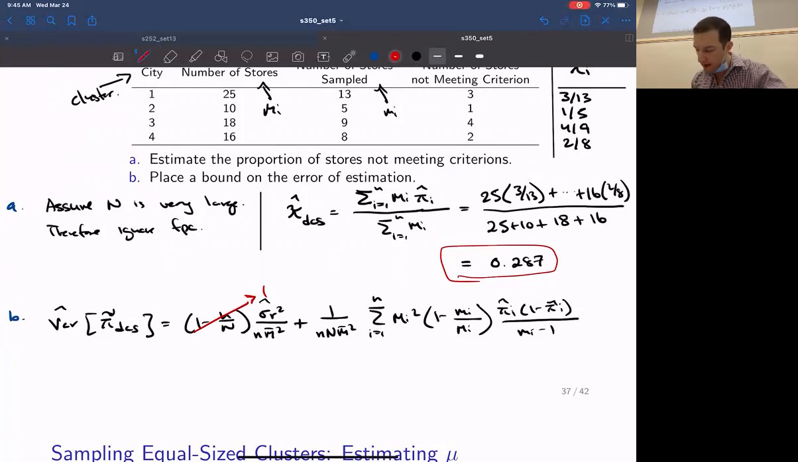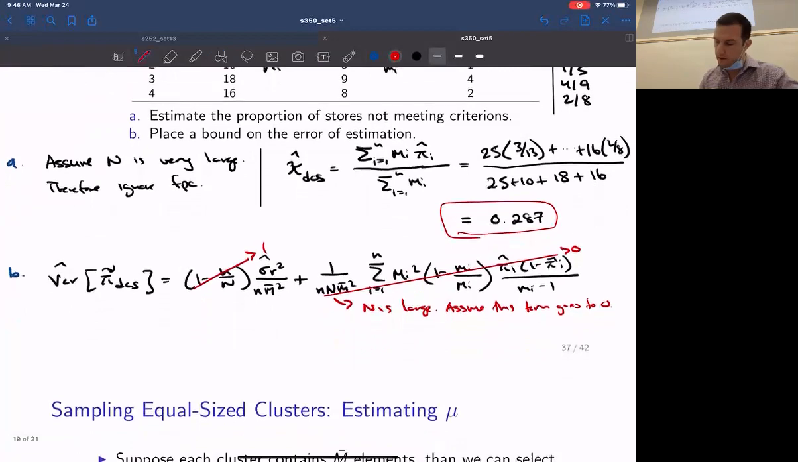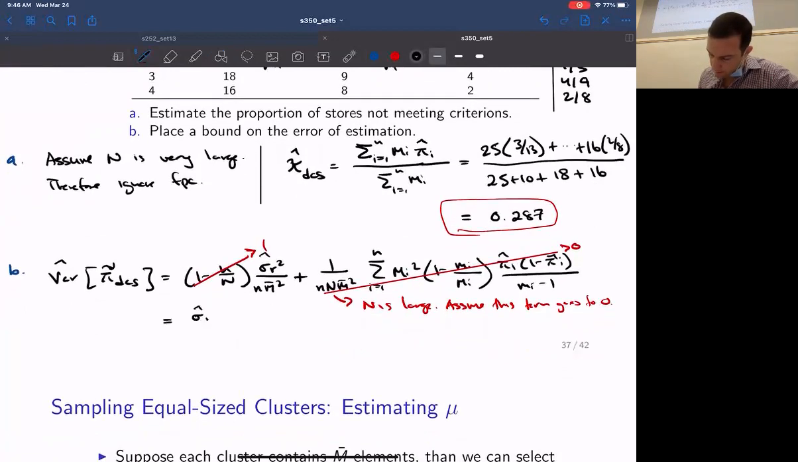So we can say that it goes to 1, or you can just say ignore this. Now, the other consequence is if n is really large, then this whole expression here, actually, to be fair, no, this still makes sense. It'll go to 1 because it's 1 minus. So if n is really large, then this entire second expression is going to go to 0. If we divide by something that's massive, the entire expression is going to be negligible. So since n is large, assume this term goes to zero. So we get a dramatic simplification to sigma hat r squared divided by little n times capital M squared.